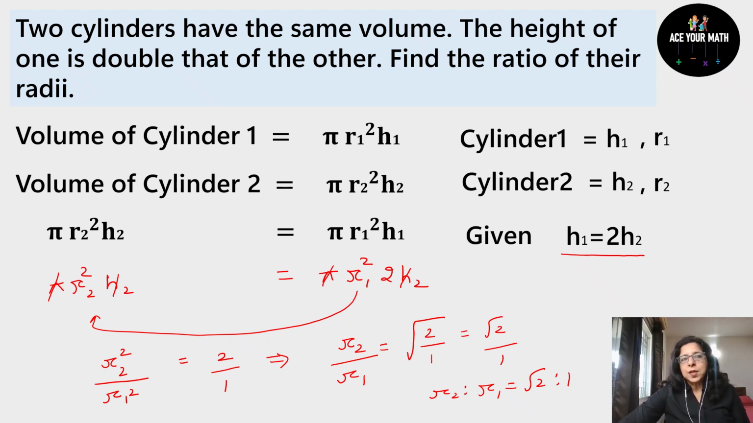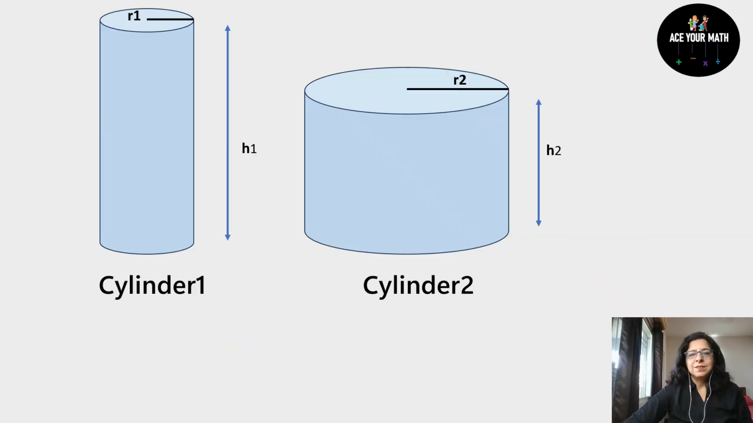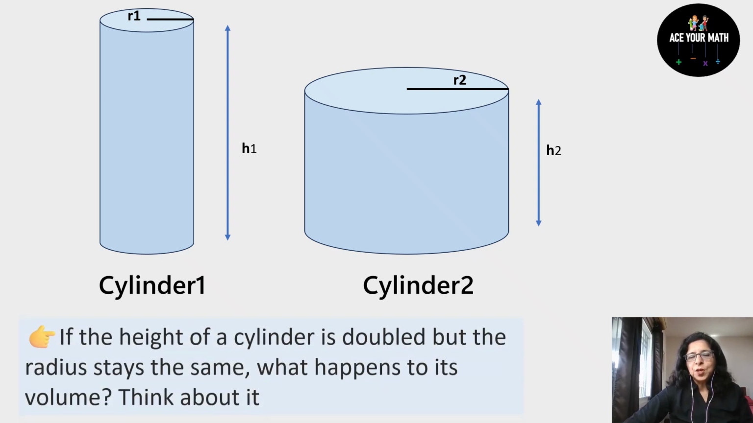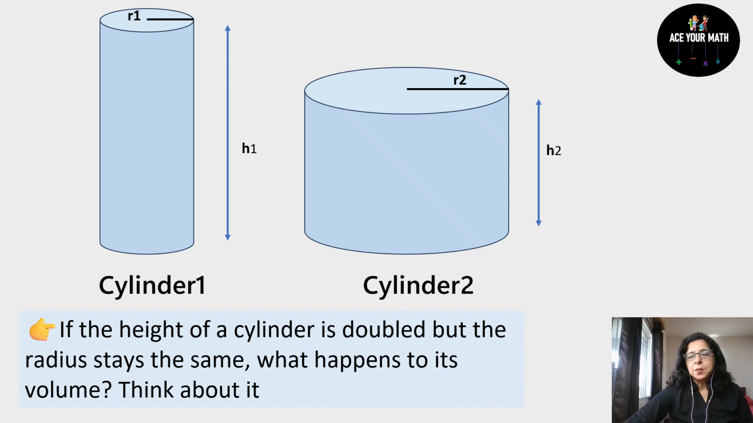Now you will see the picturized form of it. If we draw those two cylinders, you will see that their heights are different and their radii are also different, and the ratio of their radii is root 2 is to 1. There is one more challenge question for you: if the height of the cylinder is doubled but the radius stays the same, what will happen to the volume? Just think about this question.